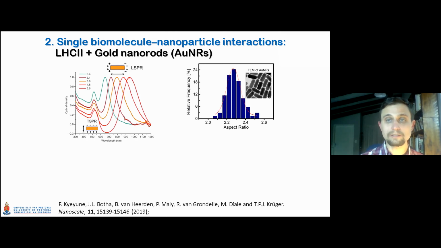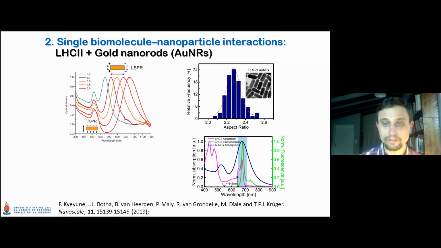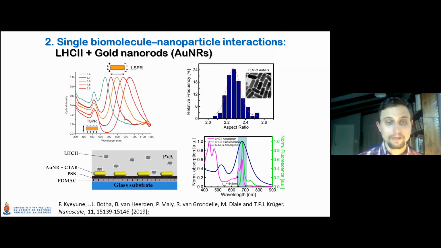So you can tune it in such a way that the aspect ratio will give rise to absorption properties and emission properties of this nanorod that correspond to that of your biomolecule of interest. So in this case, we have the LHC2 spectrum, and the absorption of the nanorods, the blue one, coincides with the absorption and the fluorescence of LHC2 in order to maximize the resonance.